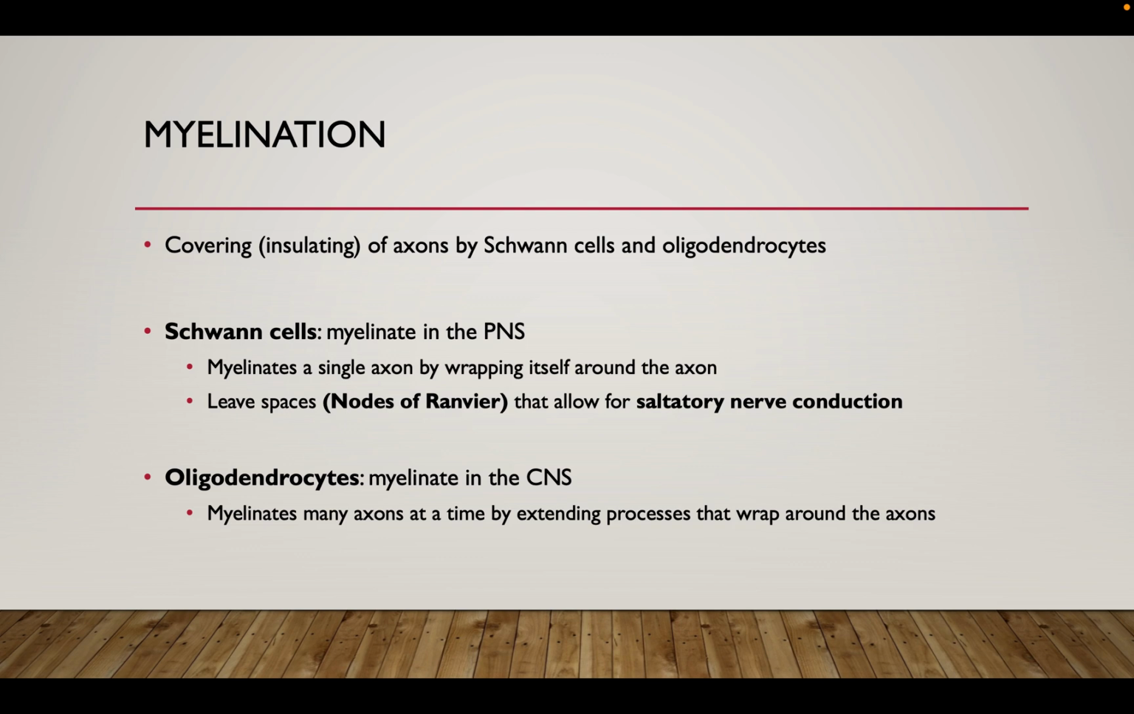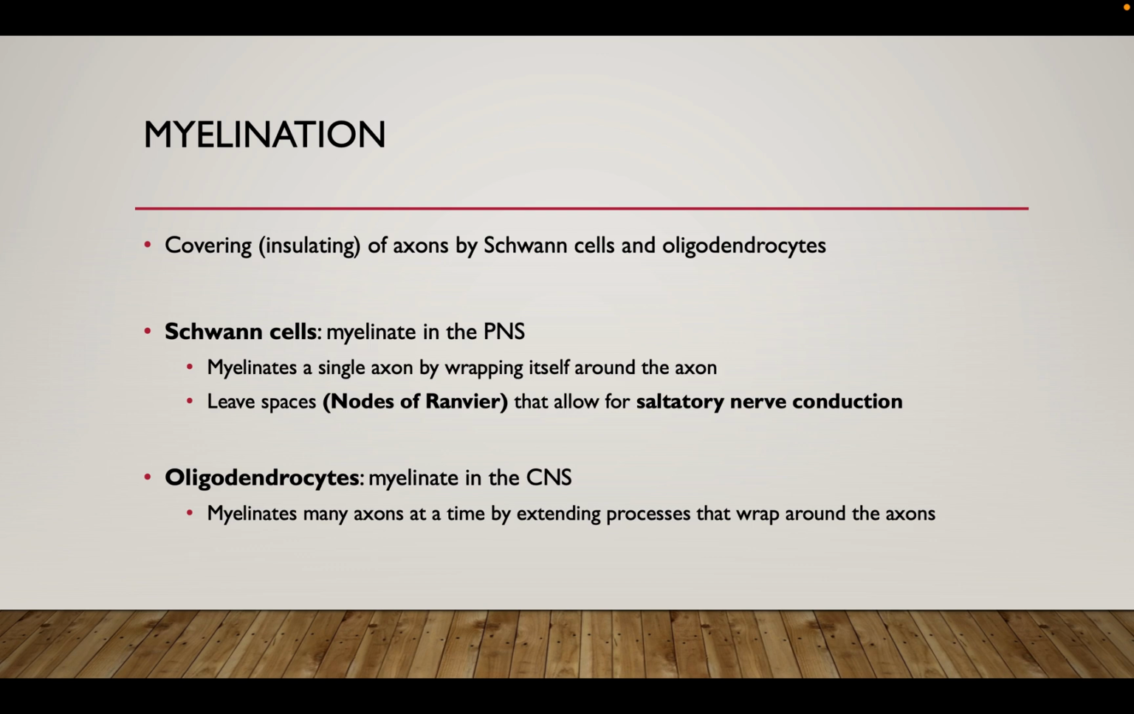In the peripheral nervous system, we have things called Schwann cells, and in the central nervous system, we have oligodendrocytes. The Schwann cells myelinate a single axon by wrapping around it. In certain regions, they leave a space, and this space is called a node of Ranvier. This node of Ranvier is the actual point where an action potential is going to take place. It's where it's going to originate, and this is where ions will enter and exit our axon. Everywhere else that is covered by myelin, this will not happen.